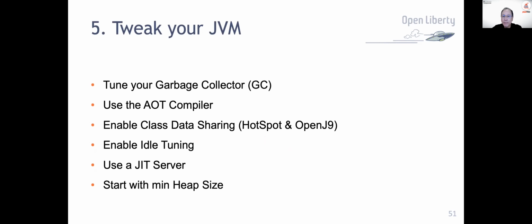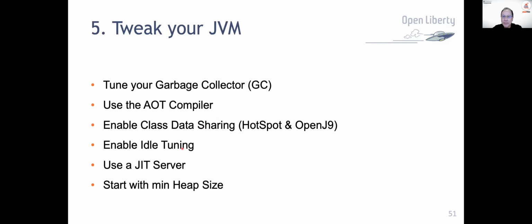So last, let's get to some tweaks to your JVM. These are things you can do to affect the JVM that you've picked, right? In this case, we're going to show some features of OpenJ9, but in general, here's some ideas. Tuning your garbage collector. There's lots of ways to do this that make your code more efficient. You can use the ahead of time compiler to improve the performance of your application, especially during startup time. And then we're going to talk about enabling class data sharing. This is a feature of both HotSpot and OpenJ9. Hopefully I'll be able to demo this in a bit.